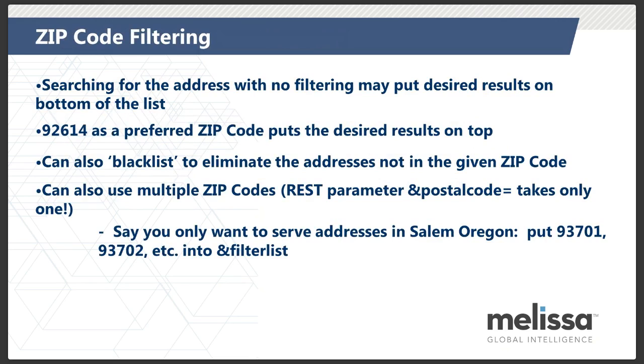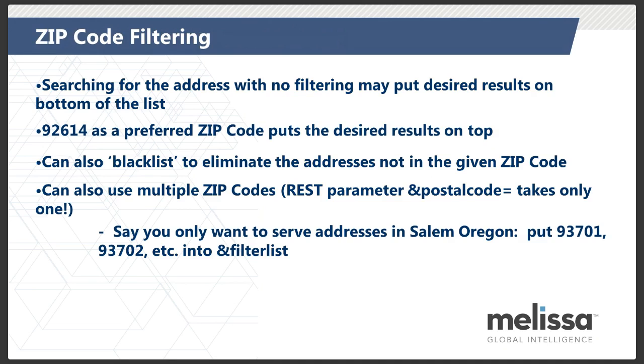So let's start with zip code filtering. With it, we can put the desired results at the top. For example, if I use 92614 as the preferred zip code, addresses that have the zip code 92614 will be at the top of the list. This is referred to as the preferred list. Besides the preferred list, there is also the blacklist and the whitelist. The blacklist will only return addresses that are not in zip code 92614, and the whitelist will return addresses that are in the zip code 92614.